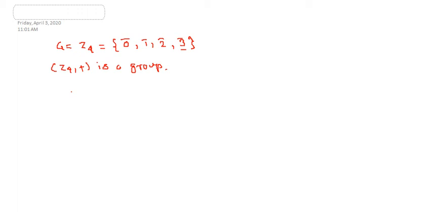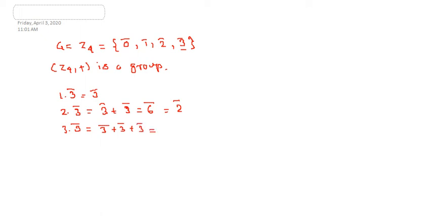So what is 3 bar? 1 times 3 bar is 3 bar. If I add 3 bar 2 times, 2 into 3 bar is 3 bar plus 3 bar, which is 6 bar. Now if we divide 6 by 4, we get 2 bar. Next, 3 into 3 bar, adding 3 bar 3 times, we get 9 bar. If I divide 9 by 4, we get remainder 1, so 9 bar is equal to 1 bar.